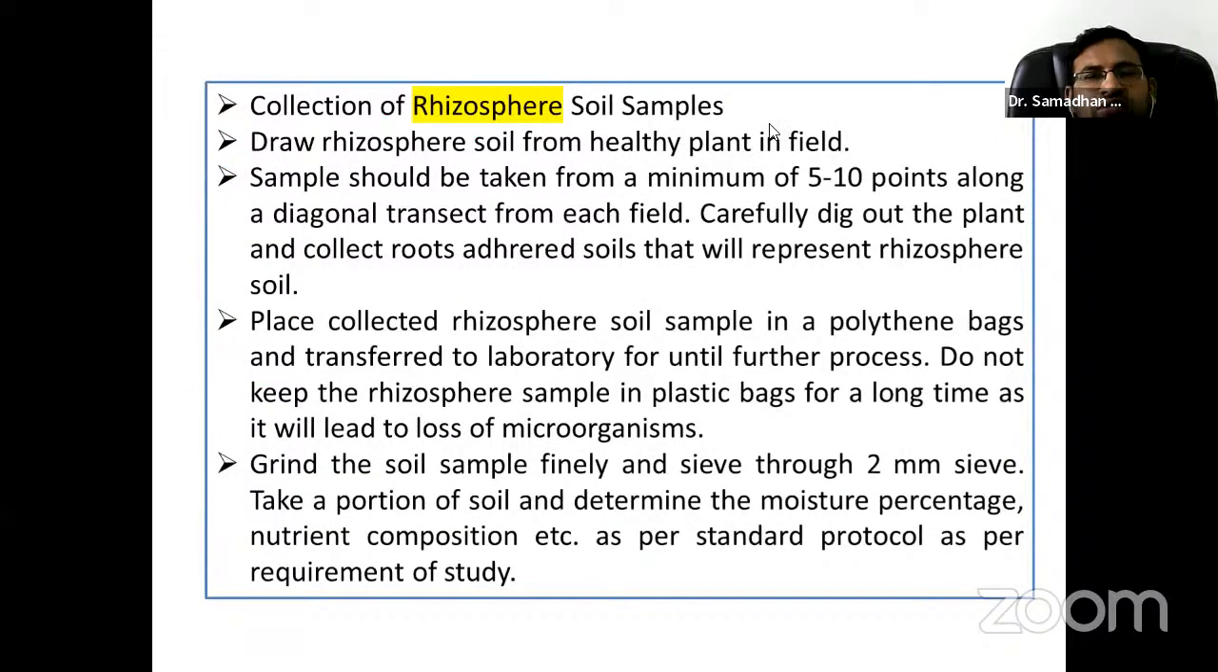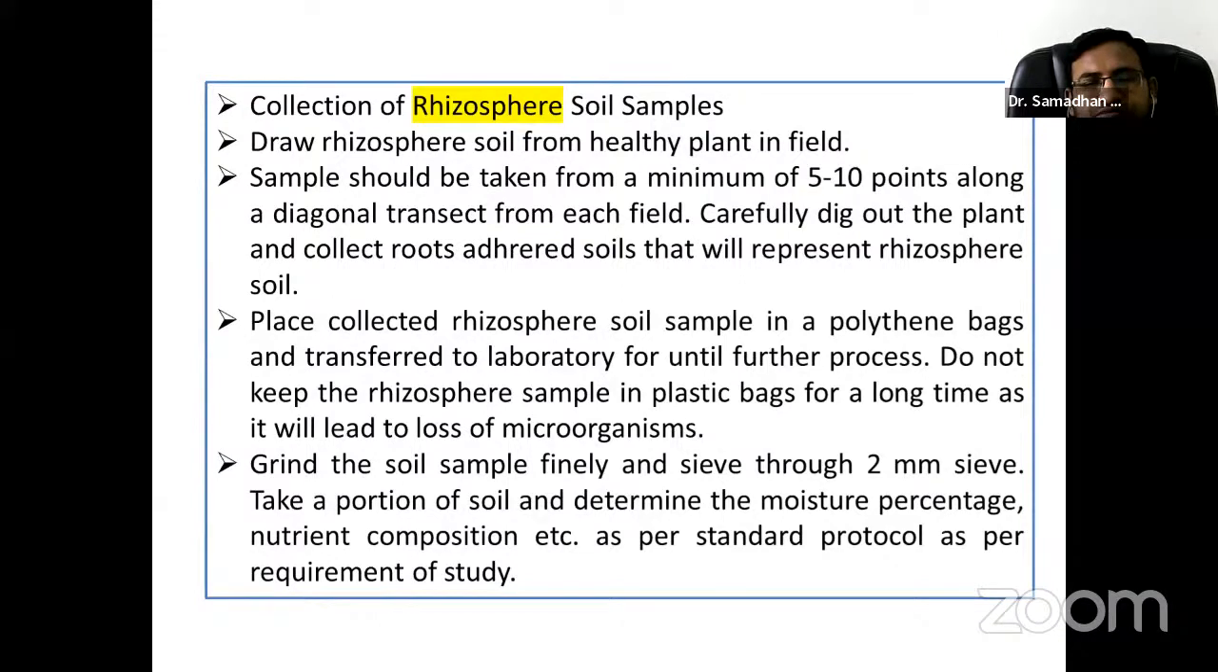Collection of rhizosphere soil samples is required for the isolation of rhizosphere microbes from the roots of the plants. So draw the rhizosphere soil from a healthy plant in the field. Samples should be taken from a minimum of 5 to 10 points along a diagonal transect from each field. Carefully dig out the plant and collect roots with adhering soil, which will represent rhizosphere soil. Place the collected rhizosphere soil sample in polythene bags and transfer to the laboratory for further processing. Do not keep the rhizosphere sample in plastic bags for a long time, as it will lead to loss of microorganisms.